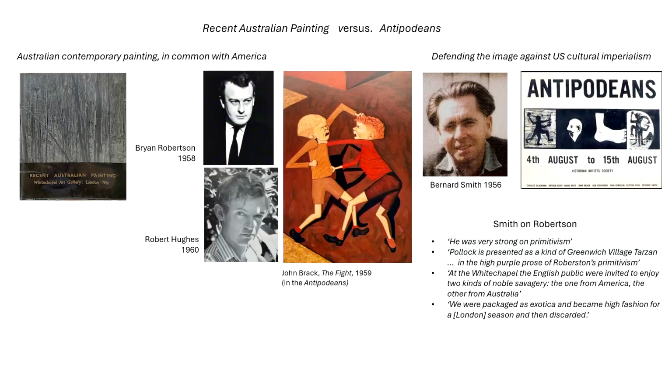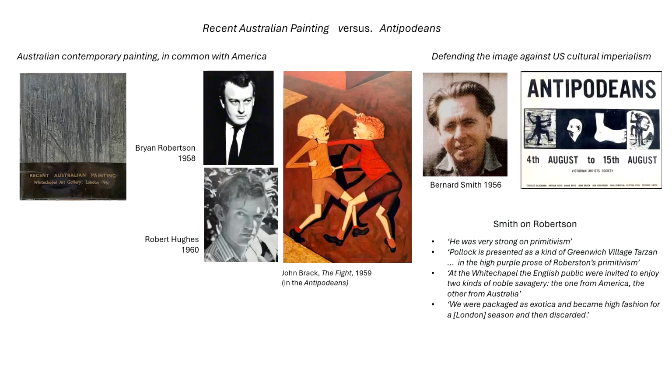Pollock is presented as a sort of Greenwich Village Tarzan. It's true, that's how Brian Robinson talks about him, with the high purple prose of Robert's primitivism. And so then he says at the Whitechapel, the English public were invited to enjoy 2 kinds of noble savagery. One from America, which was the Pollock show. One from Australia, which was the Sidney Nolan show he put on, and this show. We were packaged as exotica and became high fashion for a London season and then discarded. And all that is sort of true. It's actually sort of what happened.